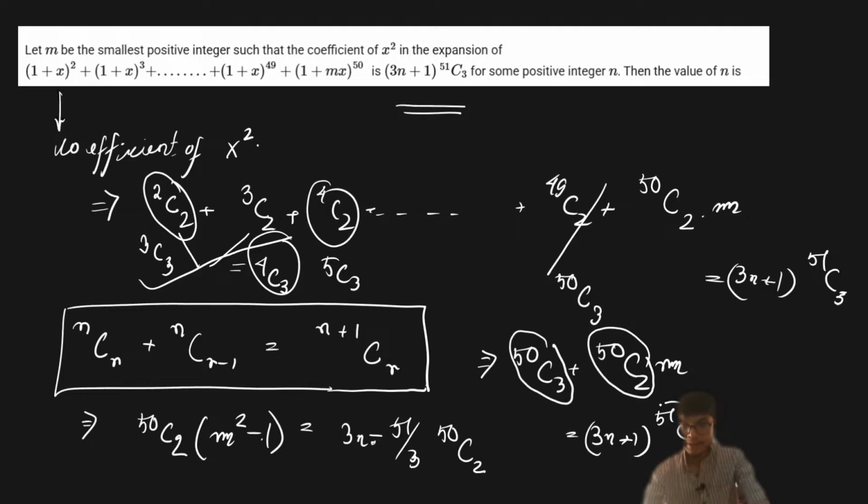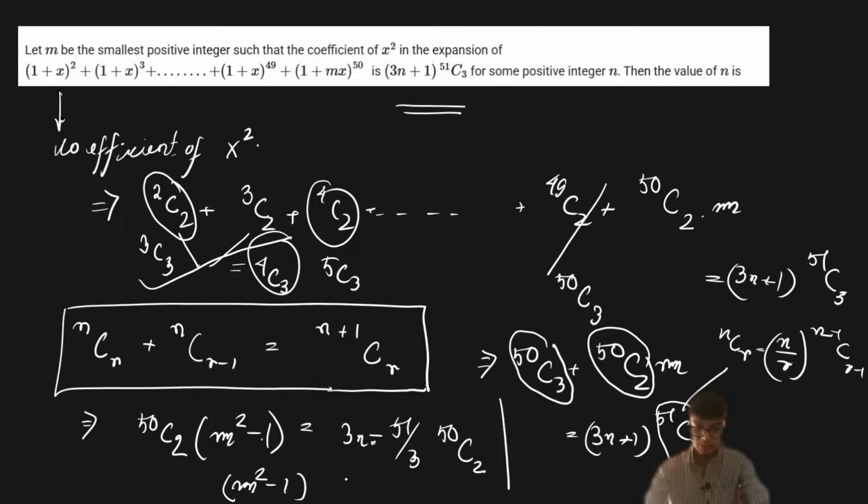So what I did over here is an important modification: I know that nCr can be written as n by r into (n minus 1)C(r minus 1), right? That is the modification, and then I wrote this particular expression over here. Now you will get the simplified expression as m squared minus 1 is equal to 51. From this expression, if you put n is equal to 5, you will see that m is basically becoming equal to 16. Okay, so m is equal to 16 in this case, right?